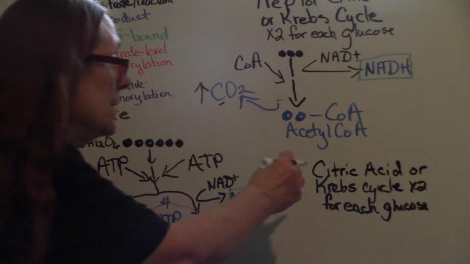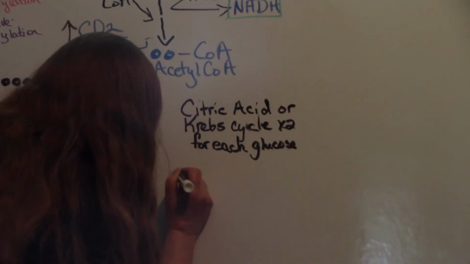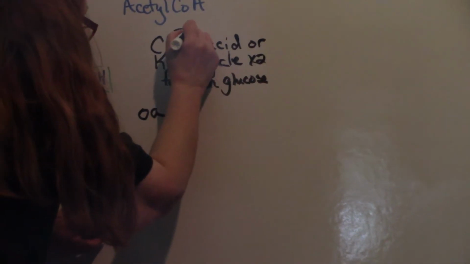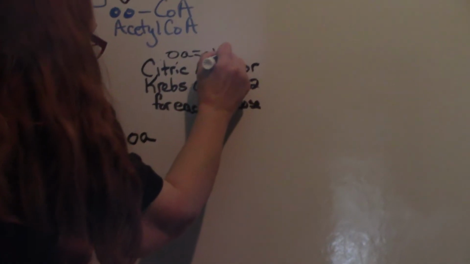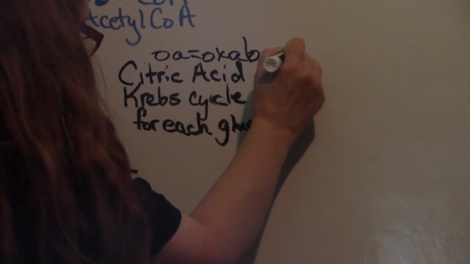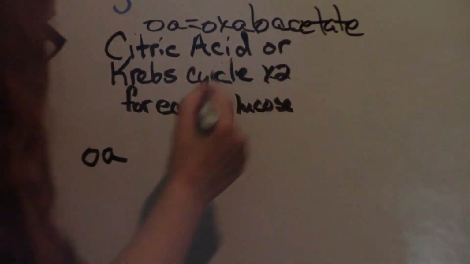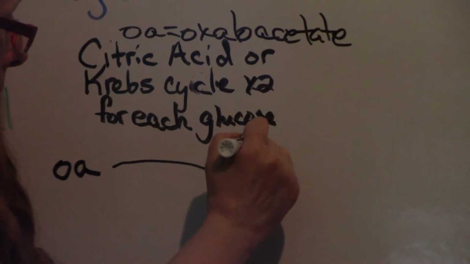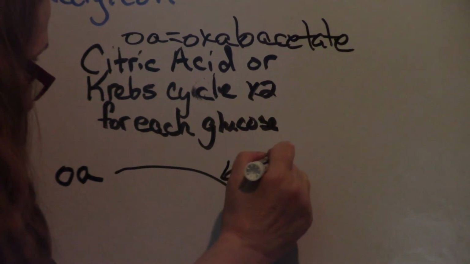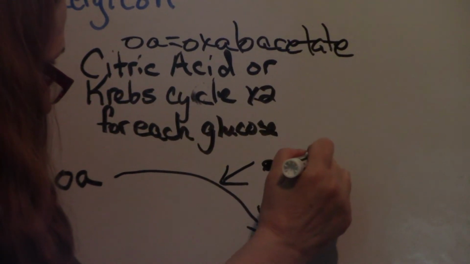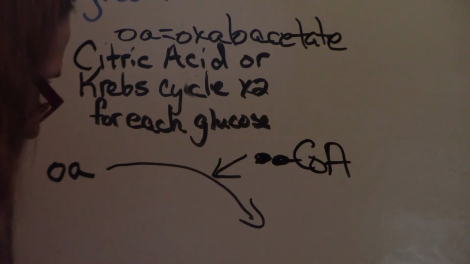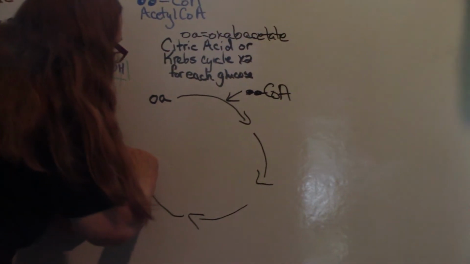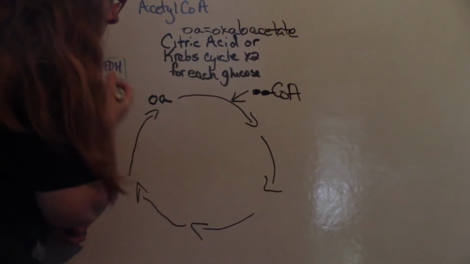Okay? Now in the citric acid cycle, OA equals oxaloacetate. Okay, so we have OA, we have acetyl-CoA. This has multiple intermediates.